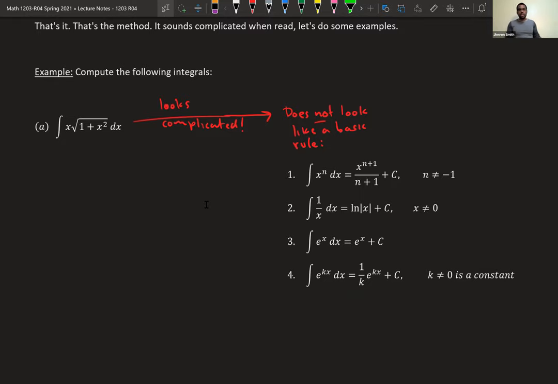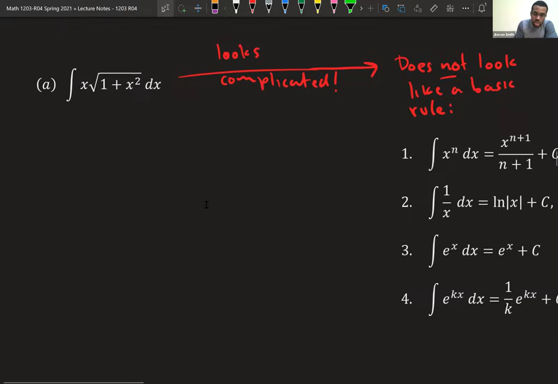It doesn't look like any of these guys. So we realize, hey, this guy looks complicated because it doesn't look like a basic rule. Now, could I simplify it to look like a basic rule? The answer is no. You can't distribute a radical across a sum, at least not with a finite number of terms. So this is complicated in that it doesn't look like a basic rule, and two, I can't simplify it to look like a basic rule. So my first one or two approaches won't work.